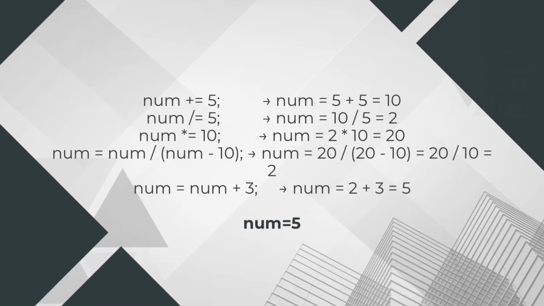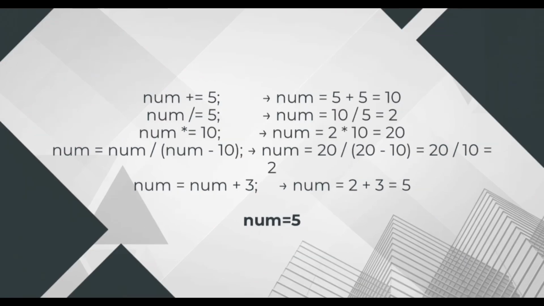We begin by setting num to 5, then num take the place of num plus 5. Since num is 5, 5 plus 5 gives us 10, so num take the place of 10. Next, num take the place of num divided by 5, and 10 divided by 5 is 2. So num becomes 2. After that, num take the place of num times 10. 2 times 10 is 20. So num is now 20.